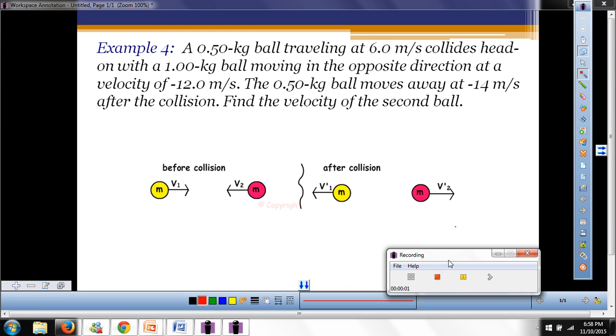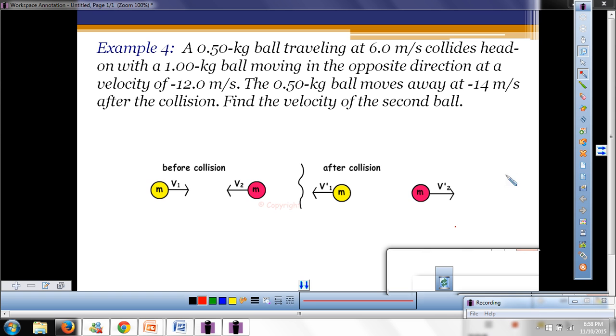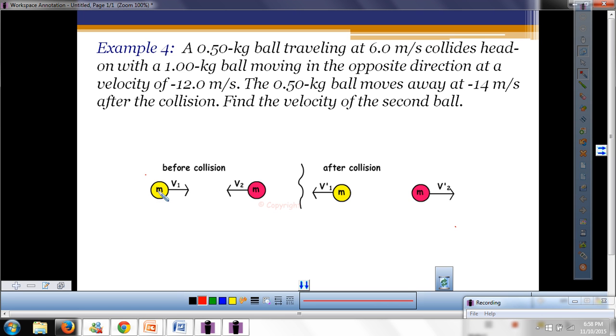All right, so I'm going to assume that we are still on Friday and that you're ready to work example 4. So it says that you have a mass of 0.50 kilograms. So that's this one right here. And it's going at 6 meters per second. And we have a 1 kilogram ball right here. And it's moving this way at -12. And that -12, the negative sign is showing us that it's going to the left.